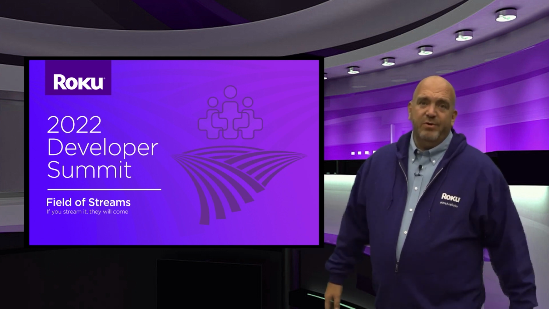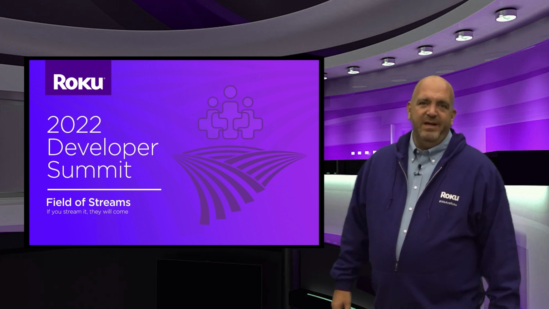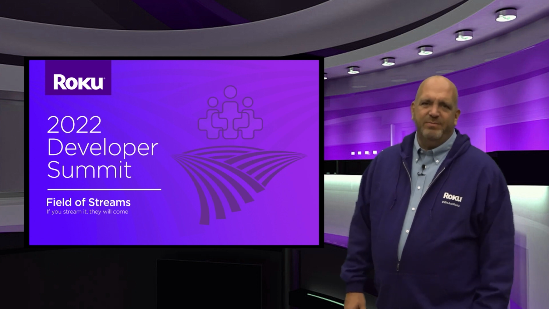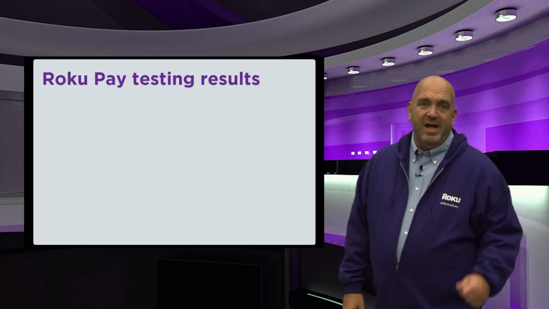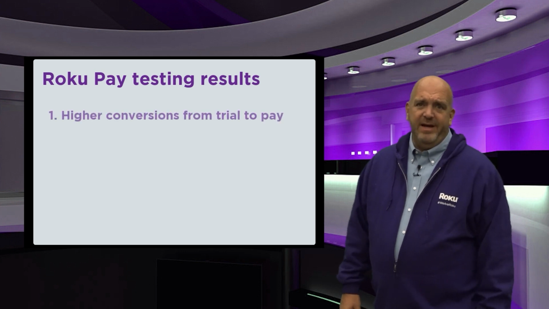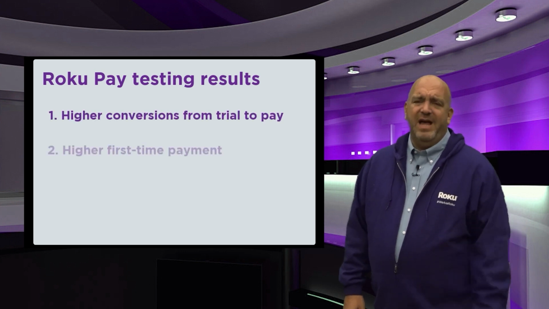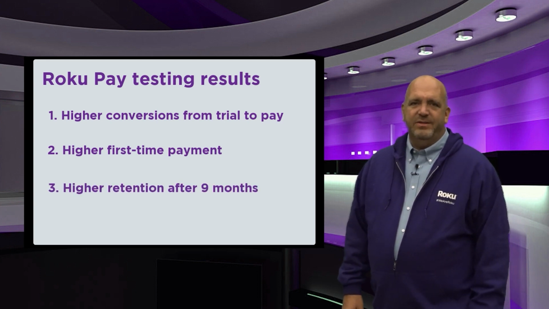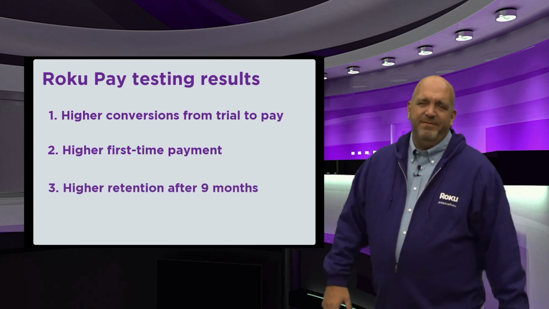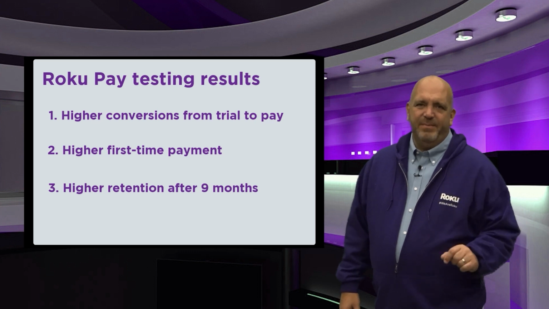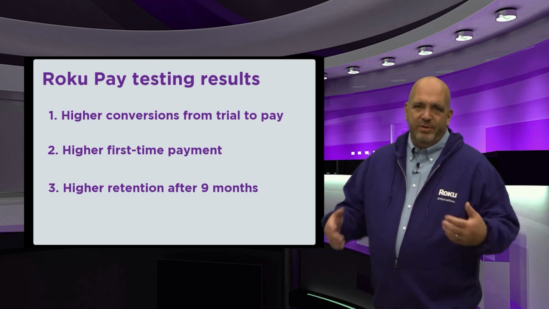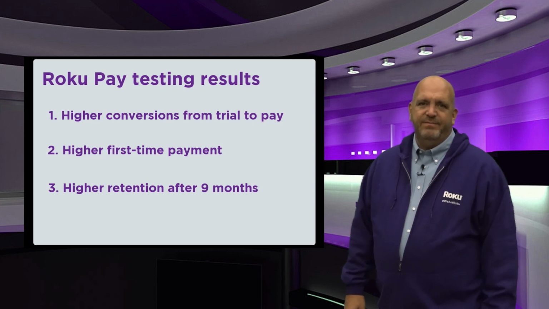In a recent controlled A/B test with a leading MVPD, Roku Pay provided better results against other subscription processes. Roku Pay won in 3 categories: higher conversions from trial to pay, highest first-time payment, and higher retention after 9 months. Ultimately, what does that mean for you? It means that as a developer, you're likely to convert and retain more consumers when you're using the Roku Pay APIs for subscriptions.